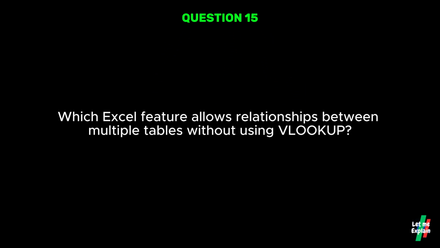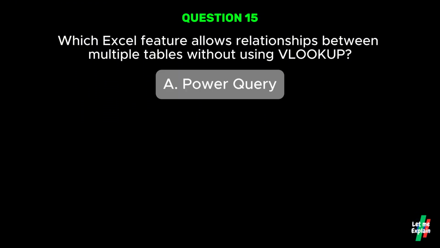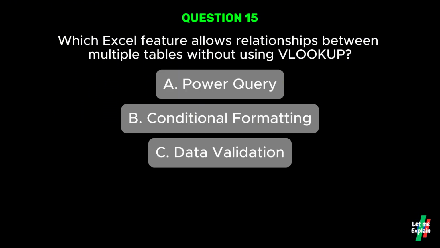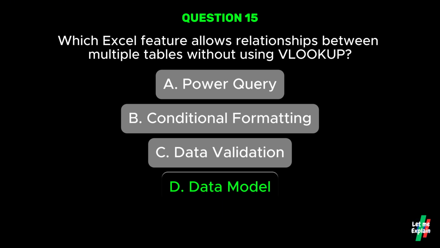Question number 15. Which Excel feature allows relationships between multiple tables without using VLOOKUP? Power Query, conditional formatting, data validation, data model. The correct answer is D, data model. Excel's data model allows tables to be related like a database. This eliminates many lookup formulas and supports advanced pivot table reporting.